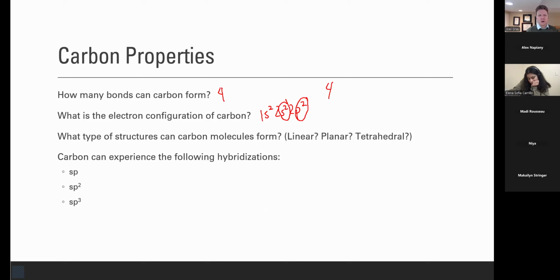What type of structures can carbon molecules form? Well, carbons can form linear molecules. They can form planar molecules. They can form tetrahedral molecules. We talked in 1310 a little bit about geometry and visualizing molecules in 3 dimensions. Now, one thing that we didn't really touch on, but is important to know about, is when we're discussing valence electrons, specifically when we talk about carbon. Carbon has 2 valence electrons in its S subshell and 2 in its P subshell.